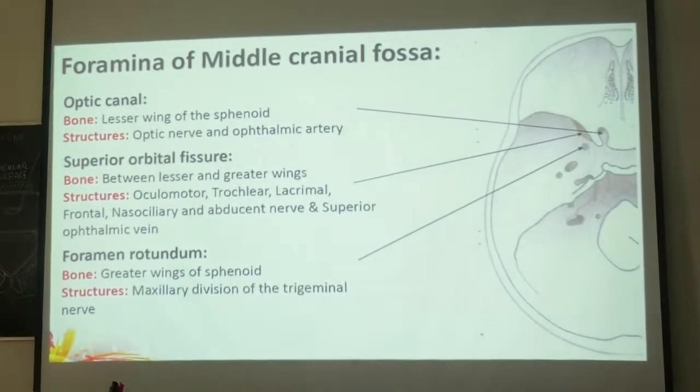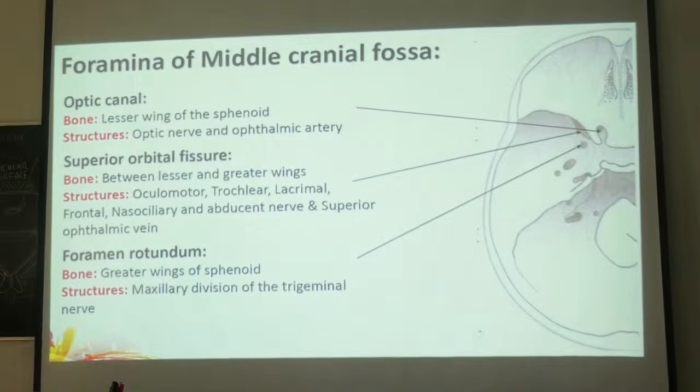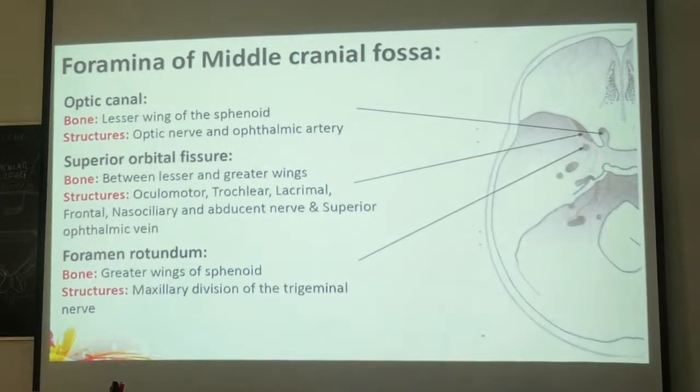Next is the superior orbital fissure. It lies between the lesser wing and the greater wing of the sphenoid. What are the structures passing through this foramen? Oculomotor, trochlear. Oculomotor is the third nerve, this is the fourth nerve. Lacrimal, frontal, nasociliary and abducent nerve and superior ophthalmic vein. All these are passing. Abducent is the sixth cranial nerve.